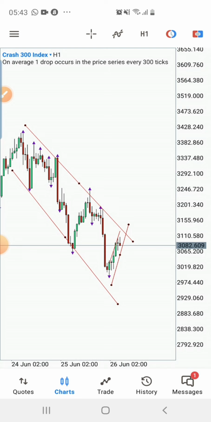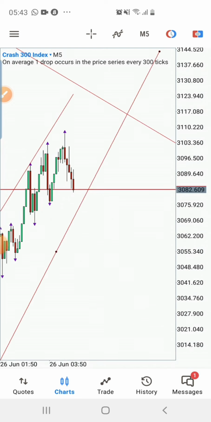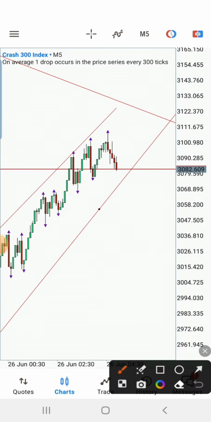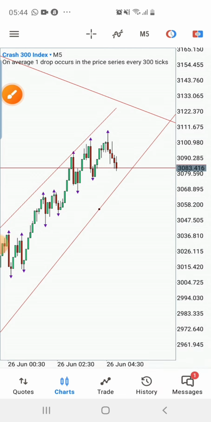So if the price, let's go down to 5 minutes time frame. If the price drops to this level and you are buying, you are taking a very big risk, because the spikes are going to be coming. Spikes are going to be coming. So you don't need to do this, guys. That's one thing you need to check.